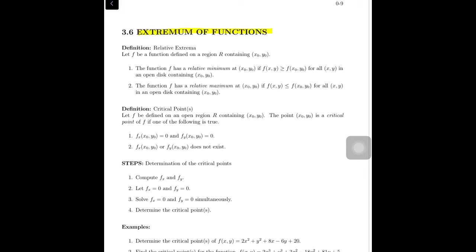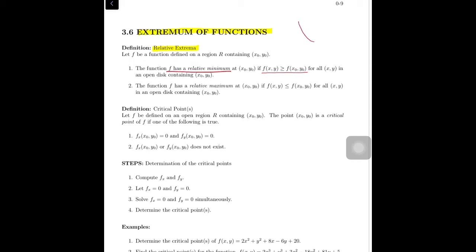Assalamualaikum and good morning. We continue with chapter 3.6, Extremum of Functions, and we start with the definition of relative extrema. So let f be a function defined on a region R containing x naught, y naught. Number 1, the function f has a relative minimum at x naught, y naught if f(x,y) is greater than or equal to f(x naught, y naught).